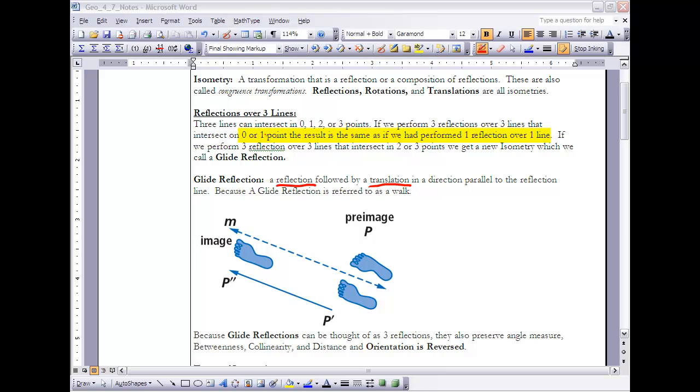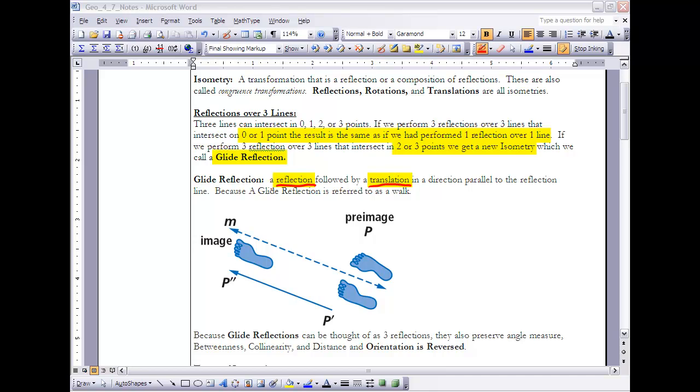However, if we perform three reflections over three lines that intersect in 2 or 3 points, we get a new isometry, and we're going to call that isometry a glide reflection. Okay? Now here's how we're going to define a glide reflection. A glide reflection is just a reflection followed by a translation in the direction parallel to the reflection line. A glide reflection is generally going to be referred to as a walk because it looks like we're walking along a line.